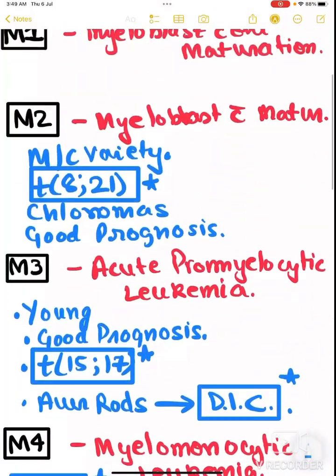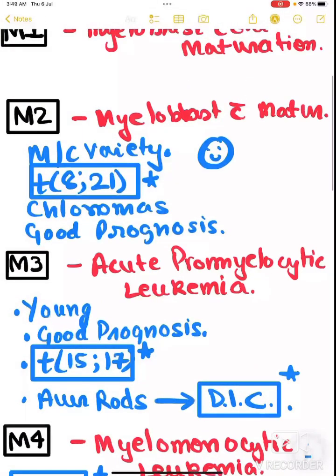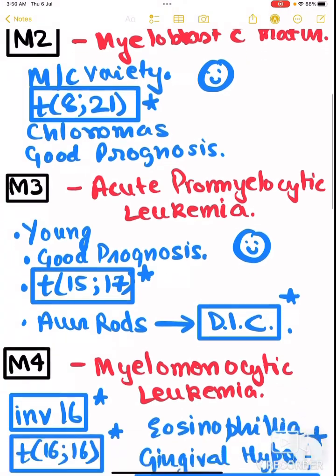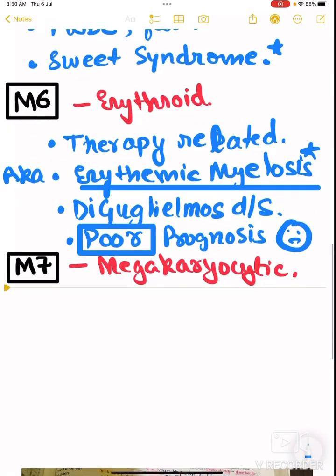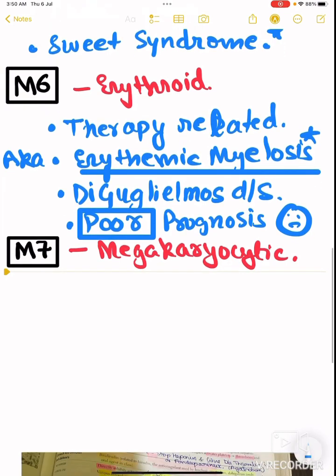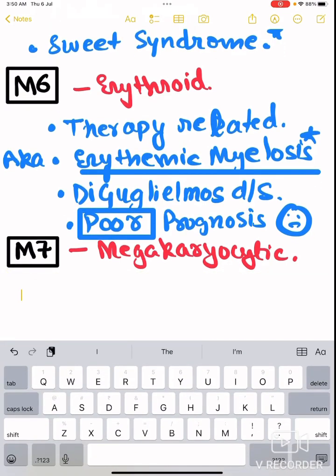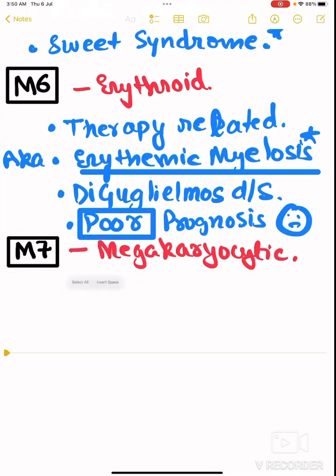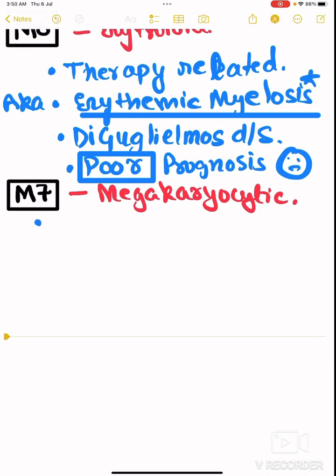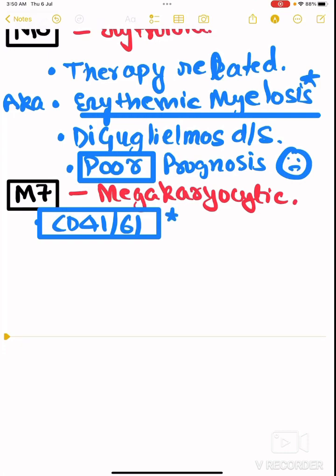What about the other ones? M2 and M3 varieties, you have to remember, have good prognosis. So always remember the translocation and the prognosis that is related. These things are very important. Now coming to the last one, which is megakaryocytic. In megakaryocytic, it is associated with CD41 and CD61. Another very important thing, numbers.